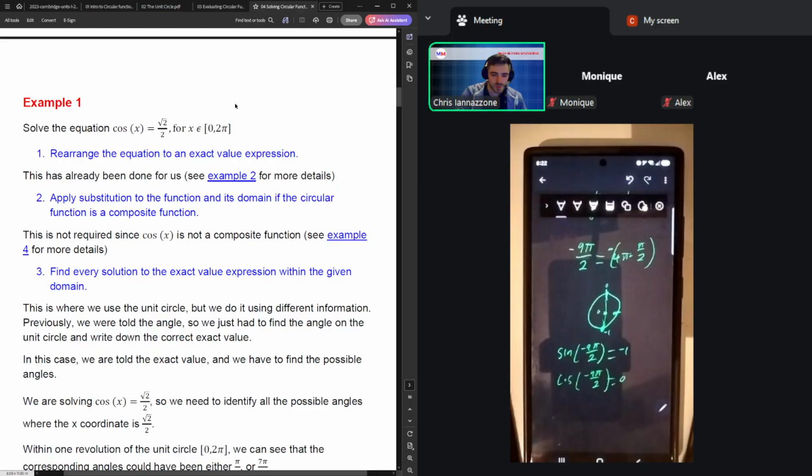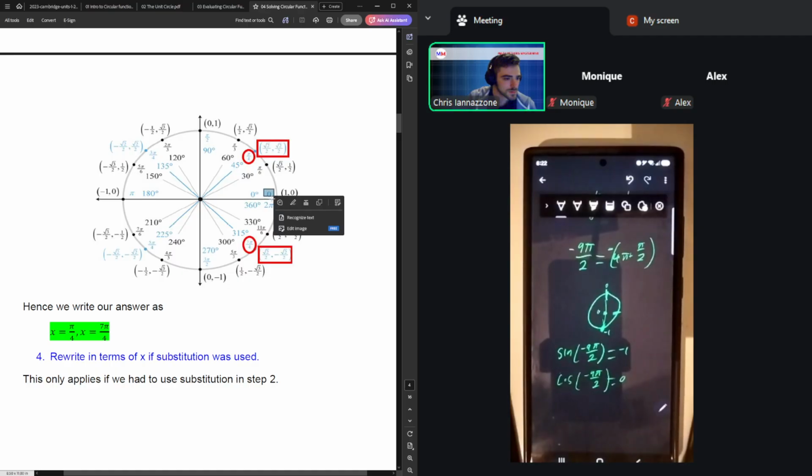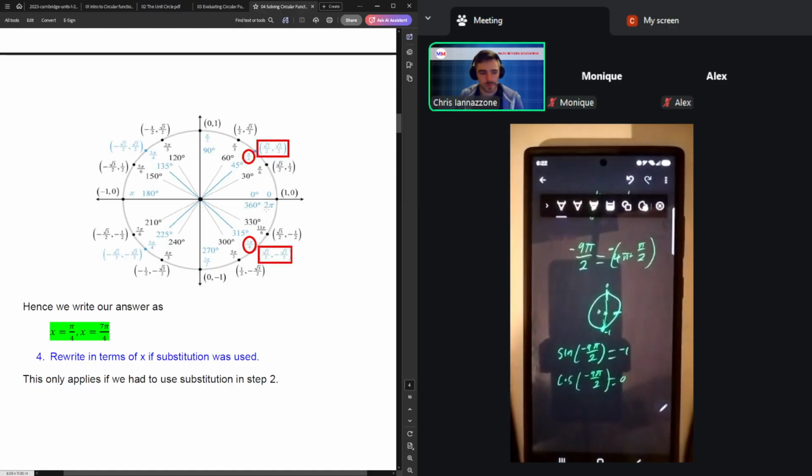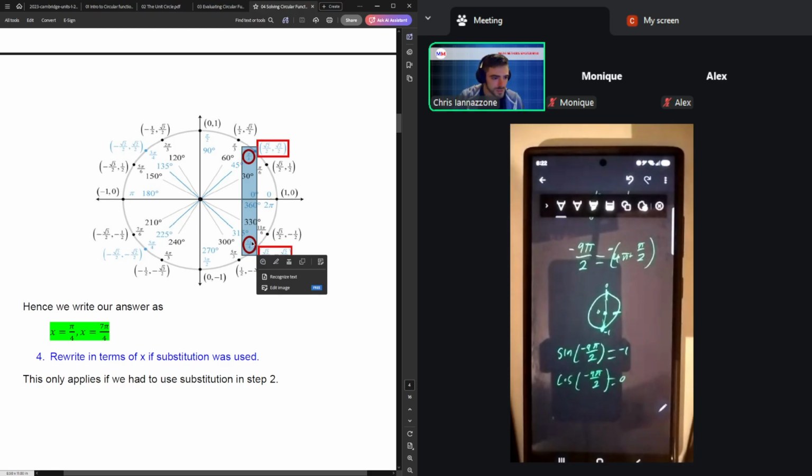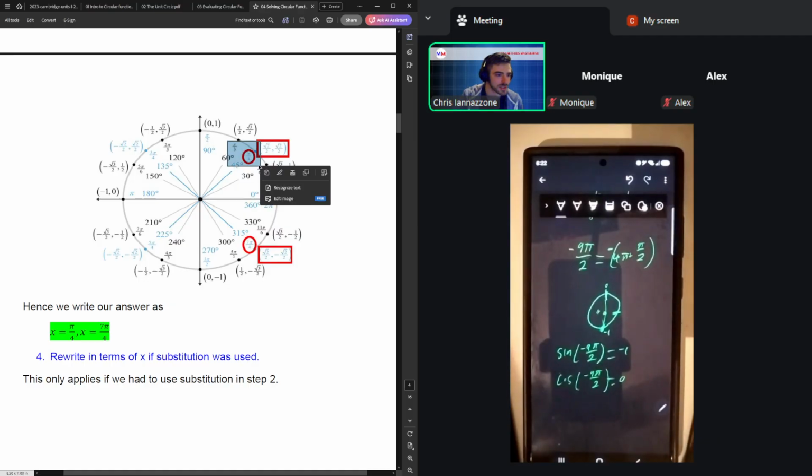There was a domain associated with it, 0 to 2 pi. And because that's little x, we're saying that our angle is limited to be between 0 and 2 pi. Now what that means is 0 and 2 pi, one full revolution of the unit circle, which is why we were able to hit both those spots together. If the domain was 0 to pi, for instance, we couldn't go past this, so we only get this one.